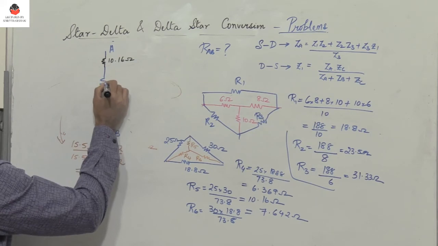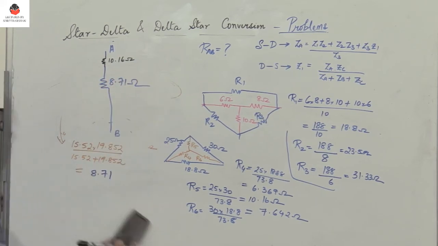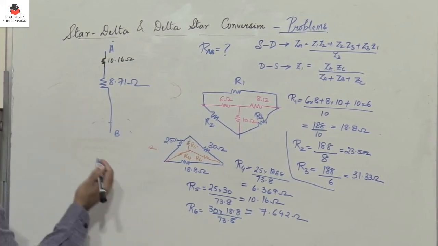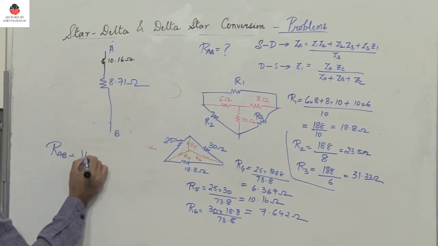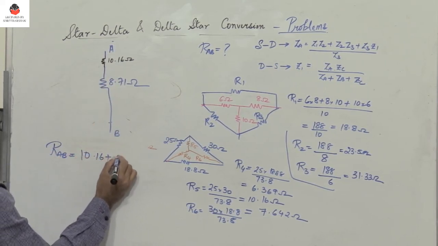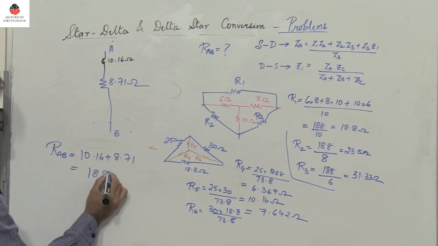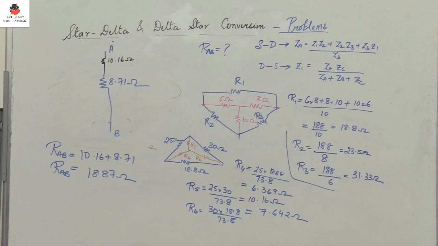So you have 8.71 ohm. Now observe, to find the equivalent resistance between A and B, we have to add these two. So RAB is the sum of 10.16 plus 8.71. So the value is 18.87 ohm. So this is RAB. So this is the equivalent resistance between the two terminals A and B.